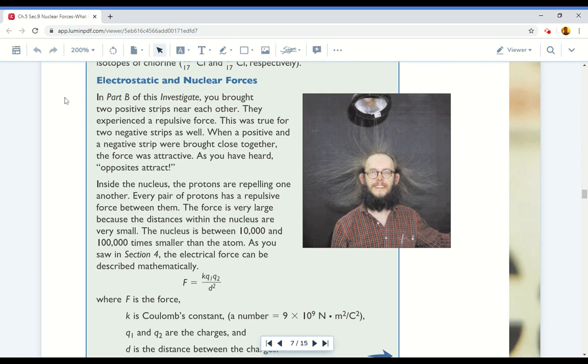Electrostatic and nuclear forces. In Part B of this Investigate, you brought two positive strips near each other. They experienced a repulsive force. This was true for two negative strips as well. When a positive and a negative strip were brought close together, the force was attractive. As you have heard, opposites attract.